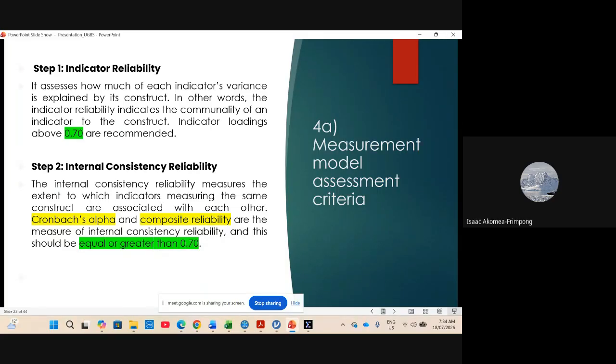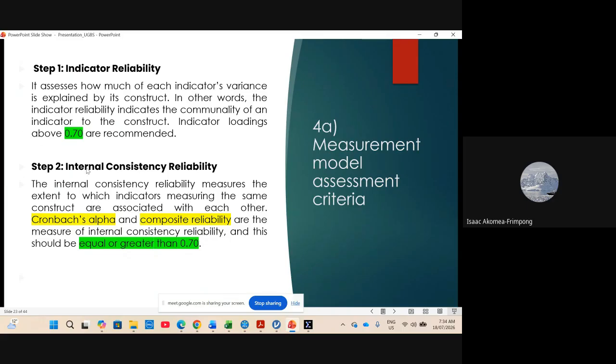If you have 0.7 and above, normally you don't have to talk too much. You don't have to explain yourself because it's self-explanatory. But if you have something less than 0.7, you need to give reasons why less than 0.7 is acceptable.